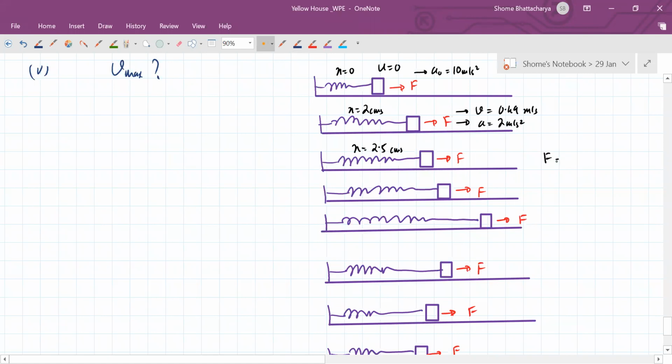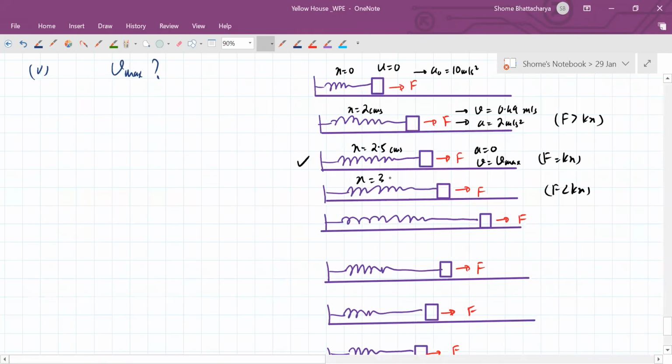So at this point of time, F is becoming equal to kx. Before this, F is greater than kx. So acceleration is becoming 0. So v is becoming maximum. So this is what we'll use for this, okay? Because after this, what is happening? F is becoming less than kx. The moment your x becomes more than 2.5 centimeters, like here, for example, when it is 3 centimeters, okay, it's still having a v in this direction, but that v is now reduced compared to the maximum because the block is now decelerating.